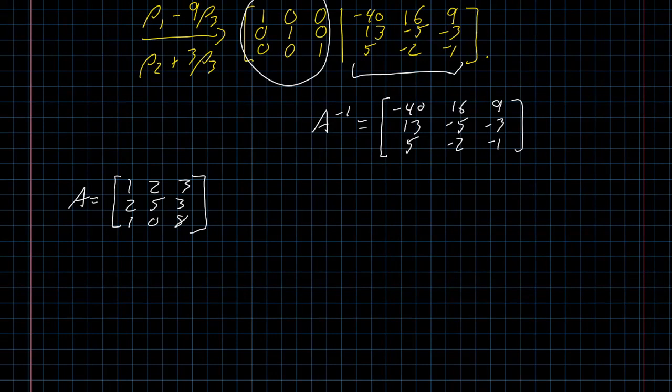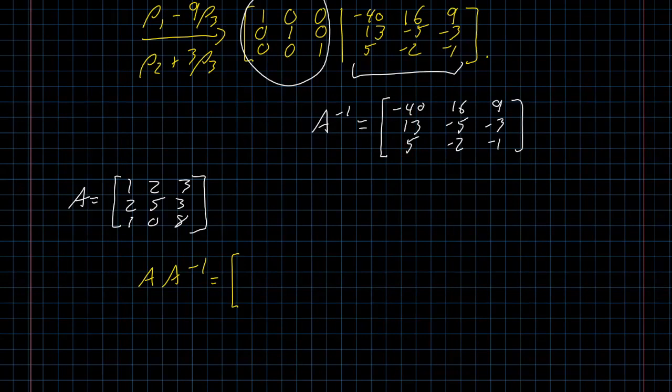I can multiply A times my new matrix A inverse, using the row and column. First row dot with first column. All right, these are a little bit messy. I'm going to take the time to write them out carefully.